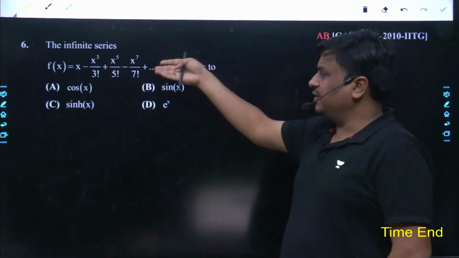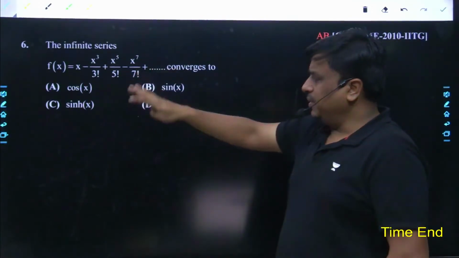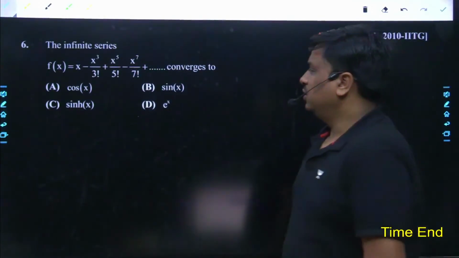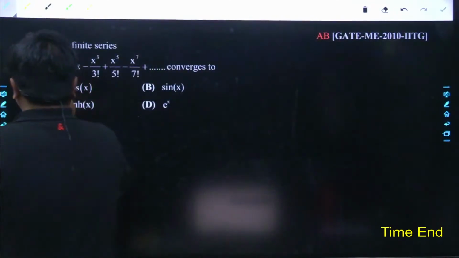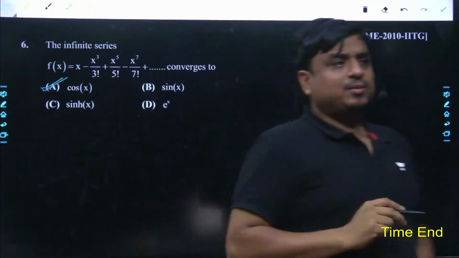For the given function f of x, which is being approximated at x equals 0, it would be equal to which kind of function? So obviously, it is option A. Option A has been the best answer.